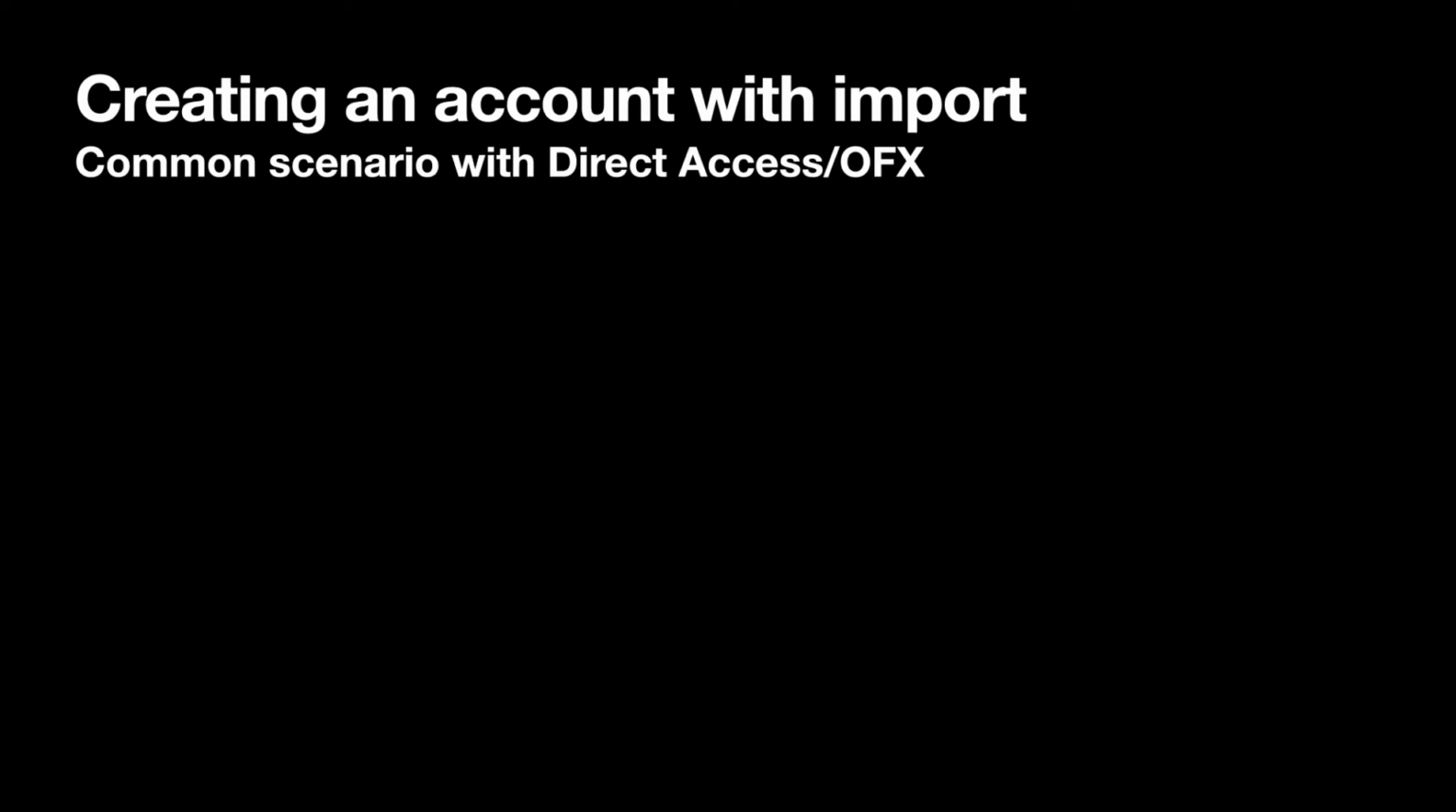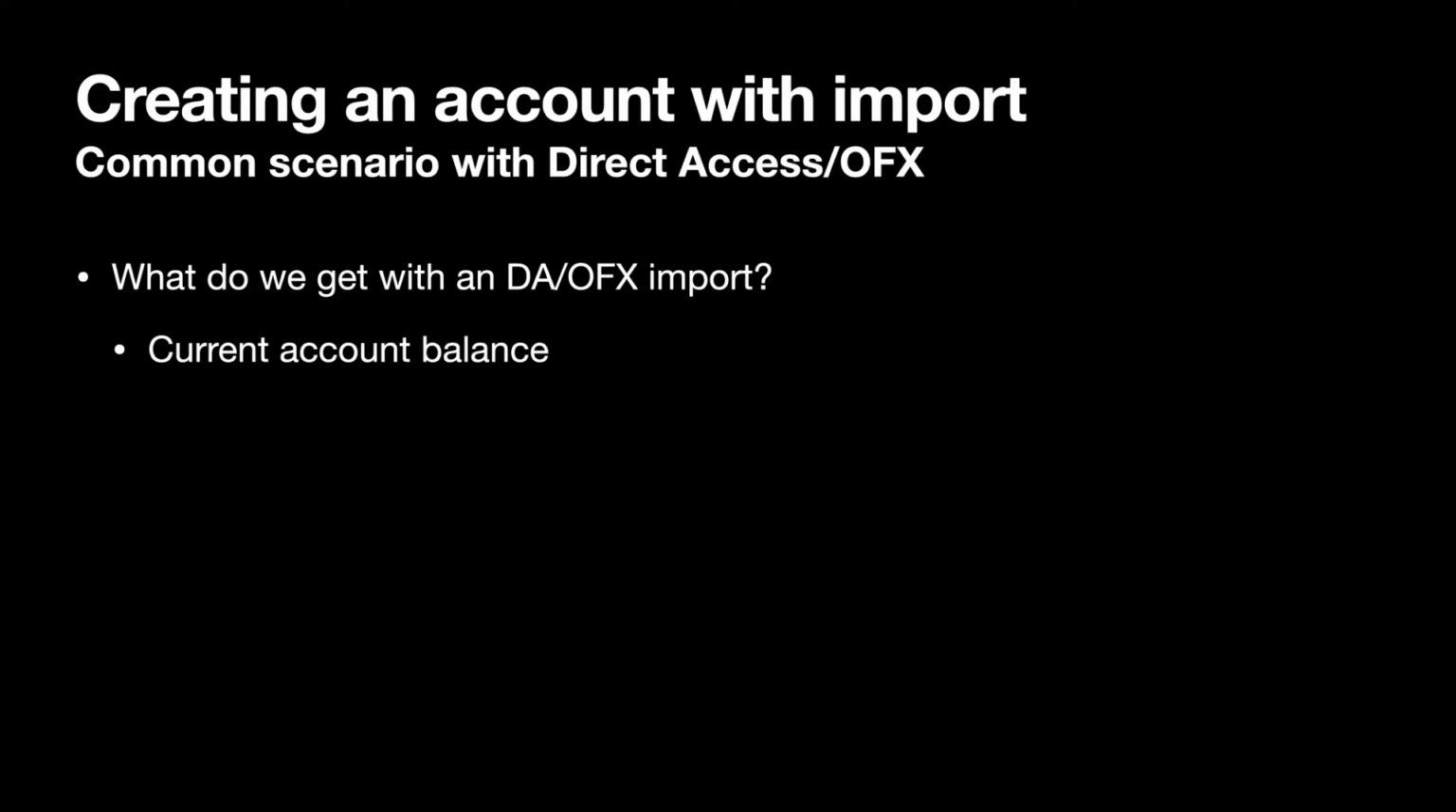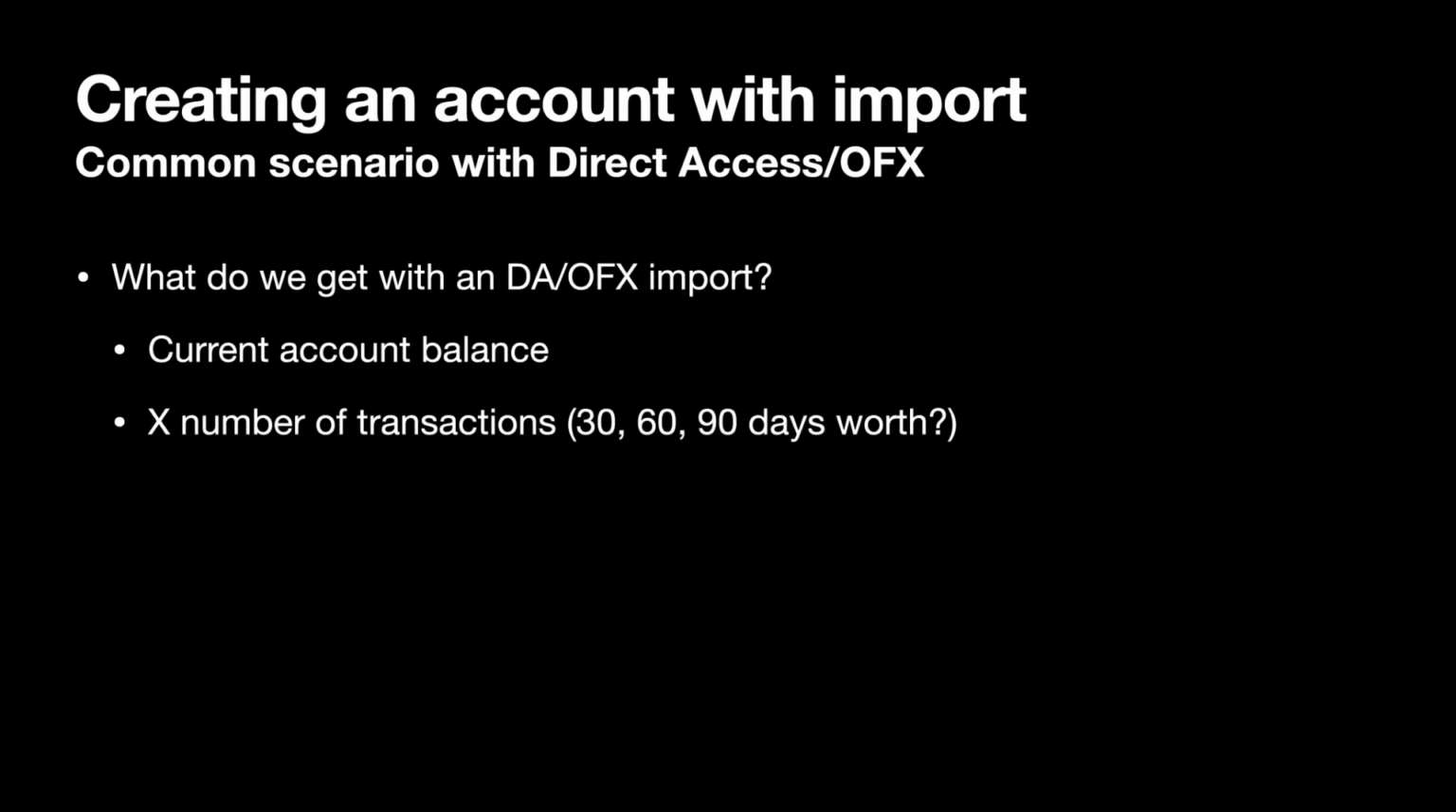Well, a really common scenario is to pick the bank that your account is at, log in, and connect through direct access or OFX and get your data that way. When that happens, we get some information from the bank that helps us figure out what state this account should be in. For example, we get the current balance of the account, and then we also get some number of transactions.